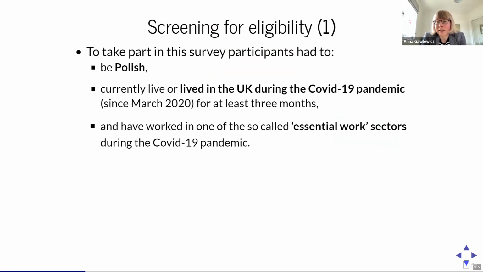We had to screen for eligibility simply because we were trying to reach out to a very specific group of Facebook users. So in order to take part in our survey, you would need to be Polish, to live in the UK for at least 3 months during the pandemic, and to work in one of the essential work sectors. So it's a pretty hard to reach population, not only because we're talking Polish migrants in the UK, but actually we're talking Polish migrants in the UK in very specific sectors, very specific industries.